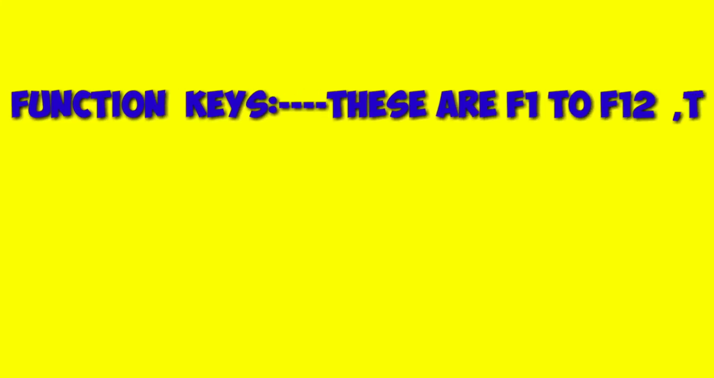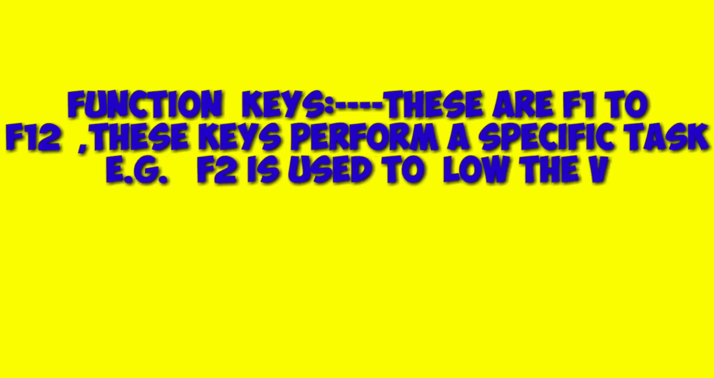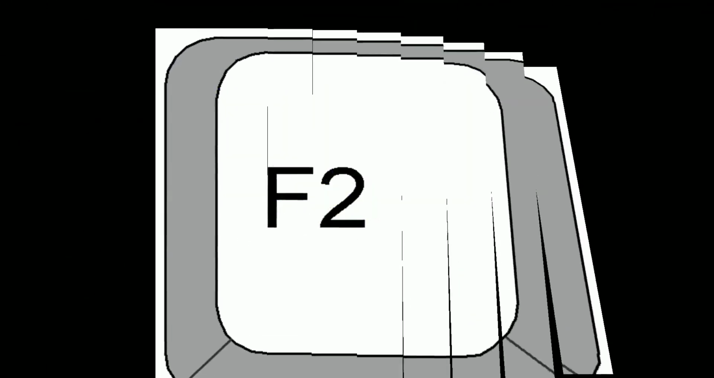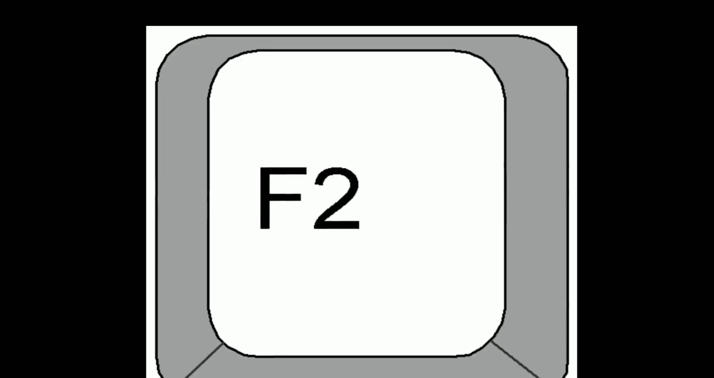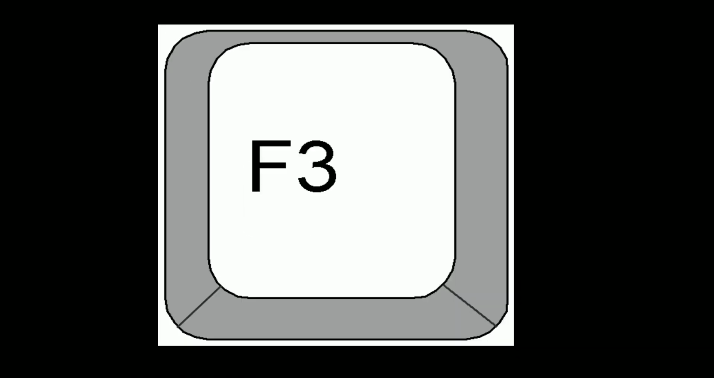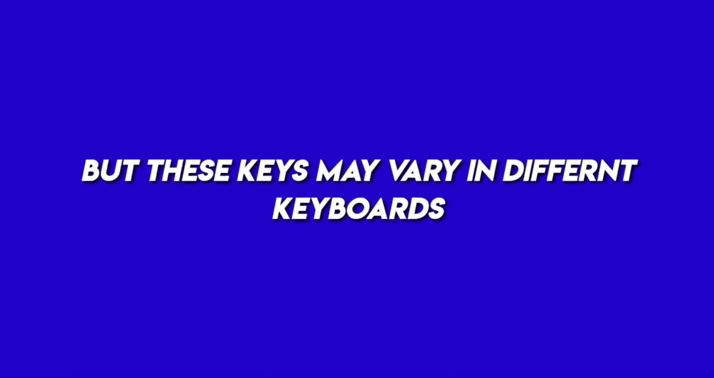Next is function keys. There are many function keys, F1 to F12. All these keys perform a specific task. Like F2 key is used to lower the volume. F3 is used to increase the volume. Correct? Now next is navigation keys.